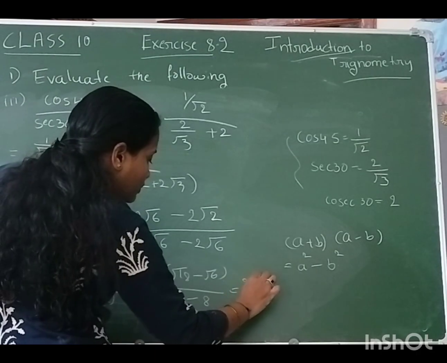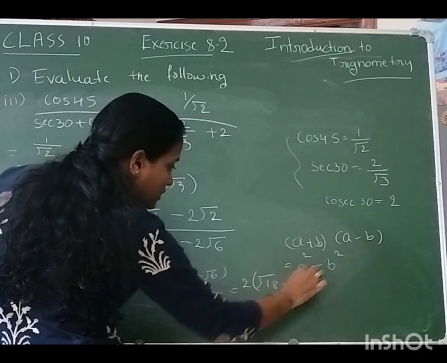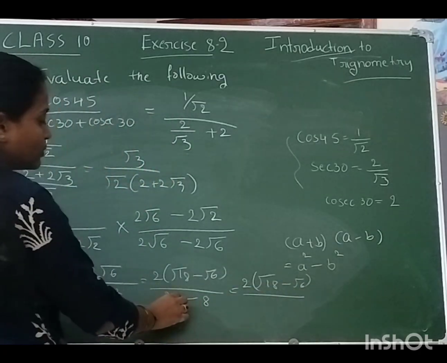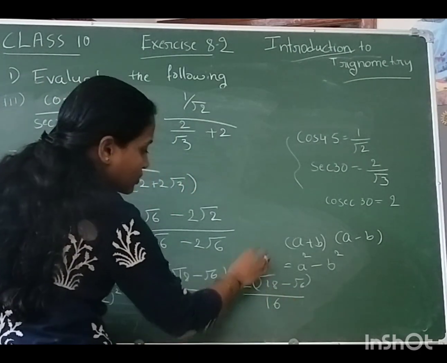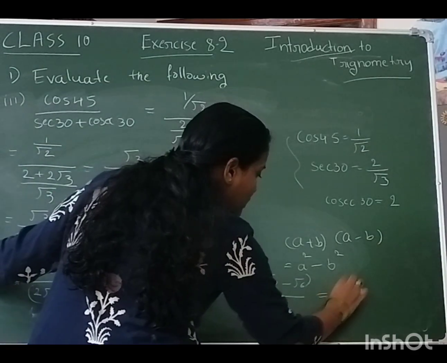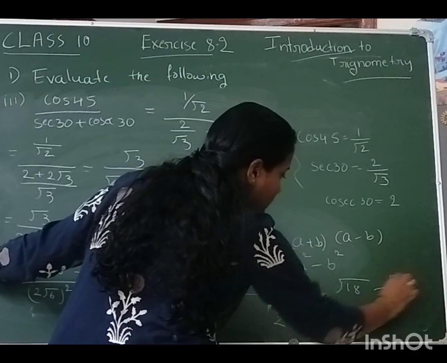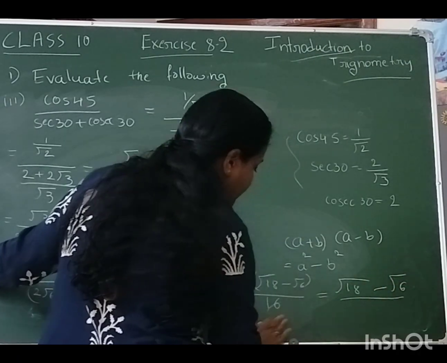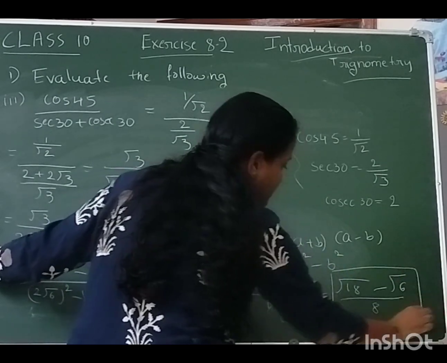So 2 into root 18 minus root 6, and 24 minus 8 will become 16. So we'll get it cancelled, 2 ones are 2, 8 twos are 16. So the answer will be root 18 minus root 6 whole divided by 8. So this is the solution for question number 3.